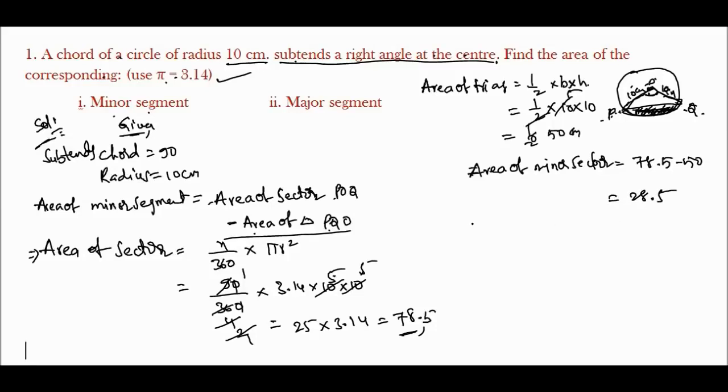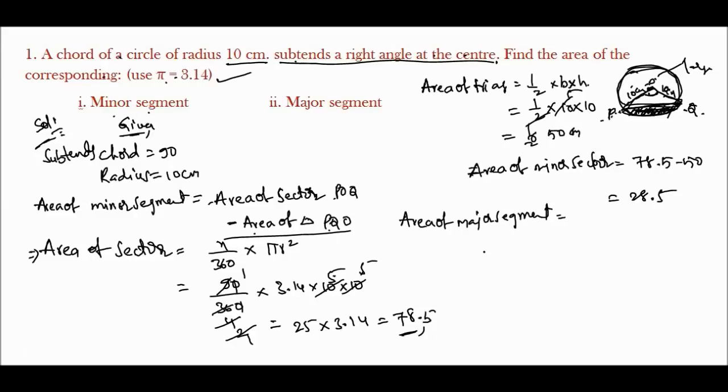And another thing, we need to find the area of the major segment also. The area of the major segment is the area of the circle minus the area of the minor segment. The total area of the circle minus this segment gives the remaining part, which will become the larger segment. This is the larger segment or major segment.